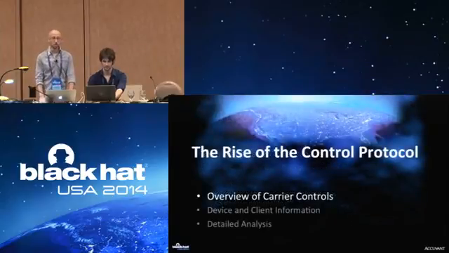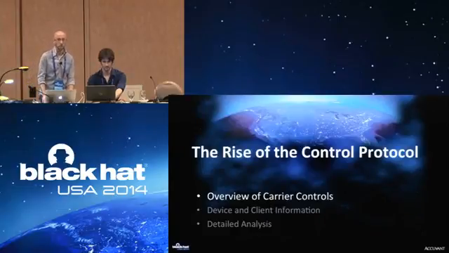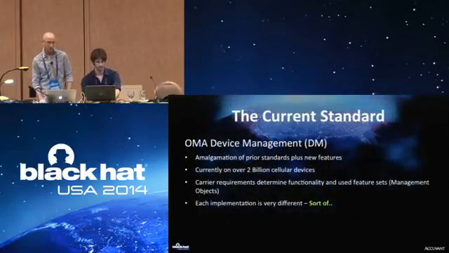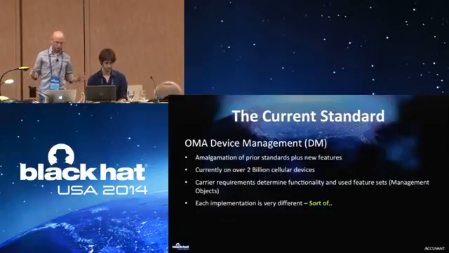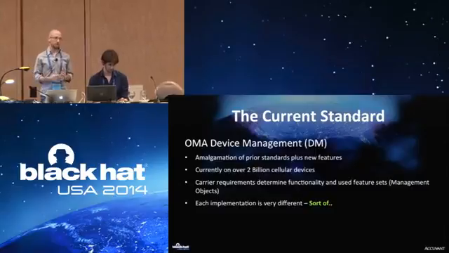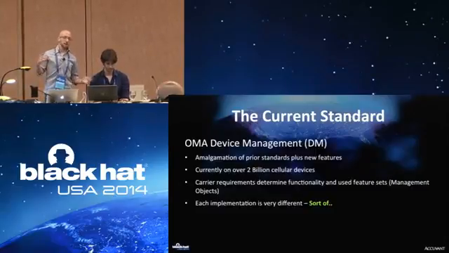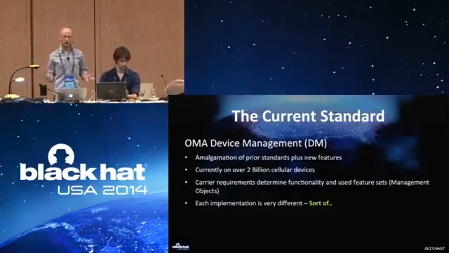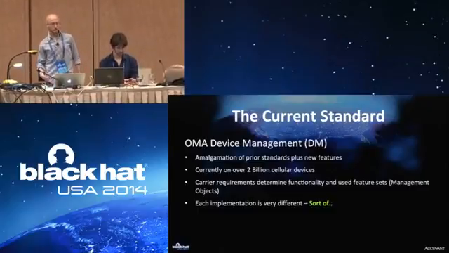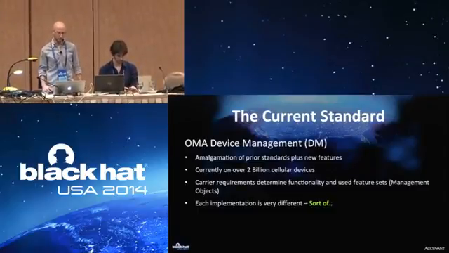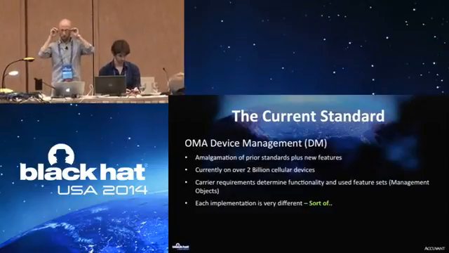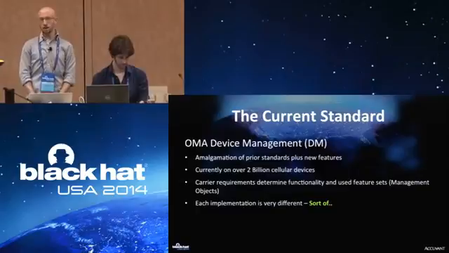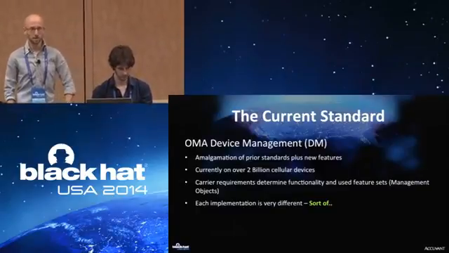So we will start with the rise of the control protocol. We're going to go into an overview of carrier controls. The current standard is OMA device management. It's an amalgamation of prior standards which have been used, such as OMA CP and OMA SP. There was actually a talk at Black Hat 2009 on OMA CP called Hijacking Mobile Data Connections. Good talk, definitely recommend checking it out. This new protocol, though, is now currently deployed on over 2 billion devices, according to stats we found online.